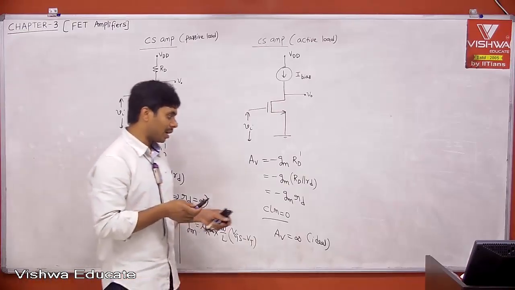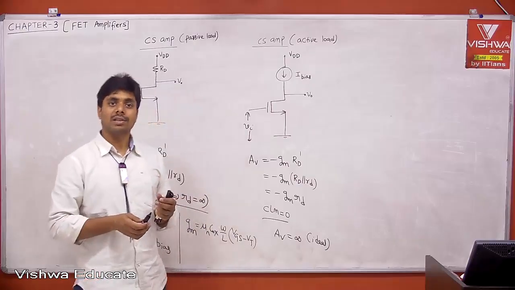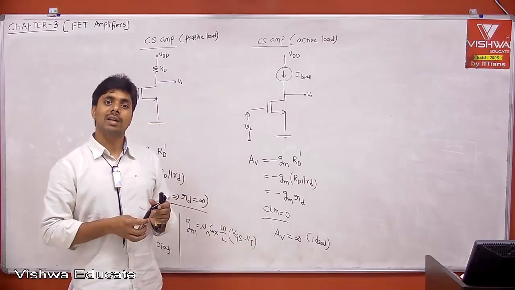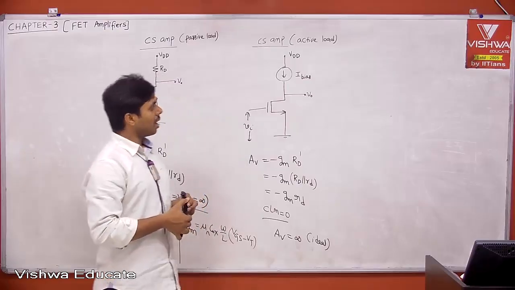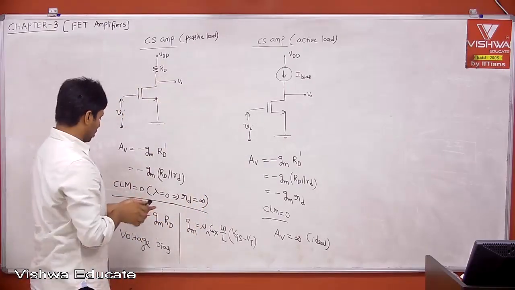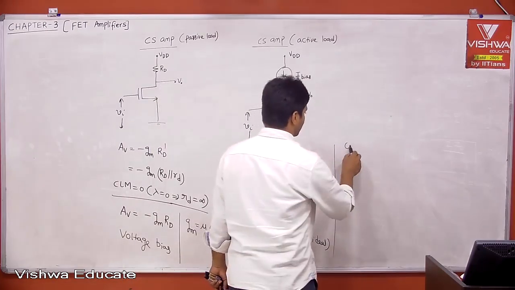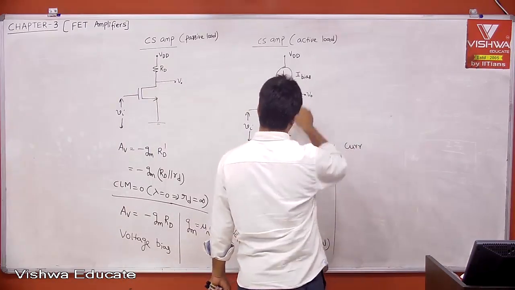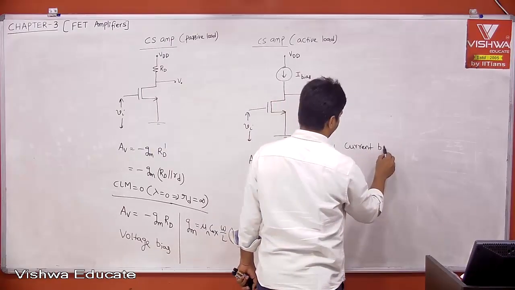That's why, you remember I told, GM into RD is nothing but amplification factor. That is the intrinsic gain we get from your transistor, provided it has the current source. Now, remember this is current bias, because you are biasing the transistor with respect to I bias. This is called current bias.